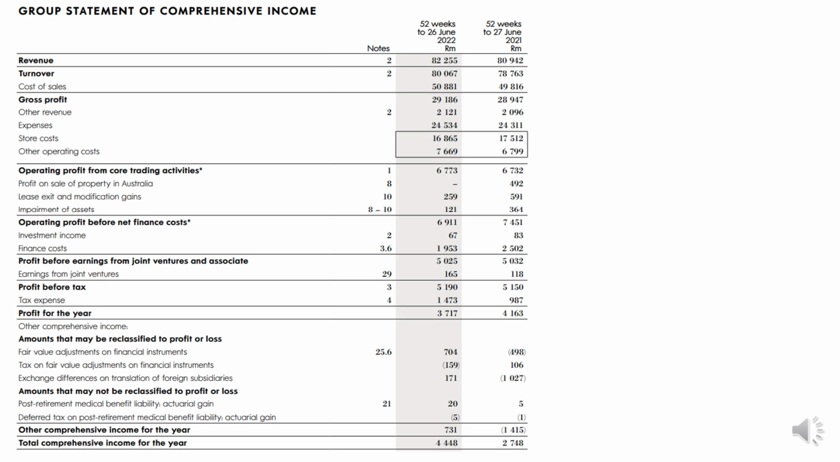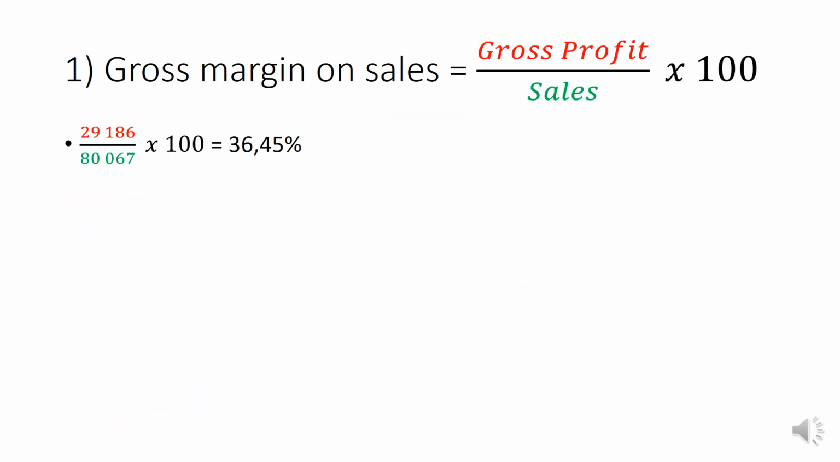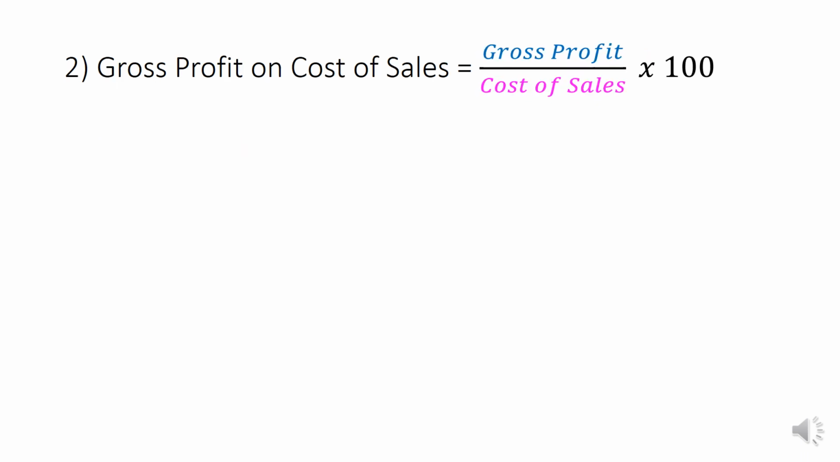Let's have a look at the statement of comprehensive income. We are going to look at our gross profit there next to our red arrow, and that is 29,186. We are then looking at sales or our turnover amount, which is our green one, and that is 80,067. Doing our calculation for the gross margin on sales, we're taking our gross profit, which is 29,186, divided by green, our sales, which was 80,067, times 100 to get our percentage, and we get 36.45% for the year.